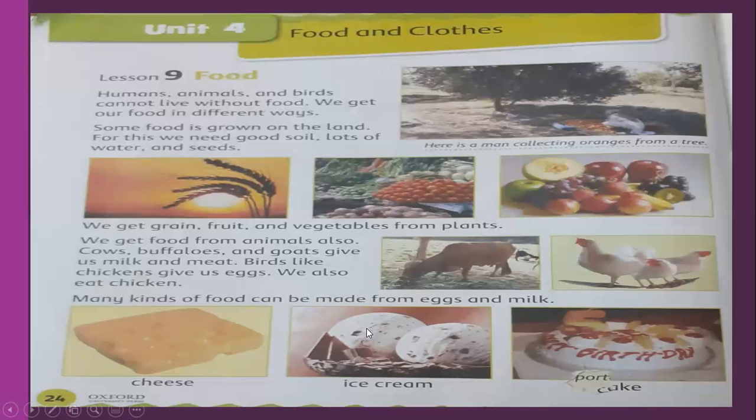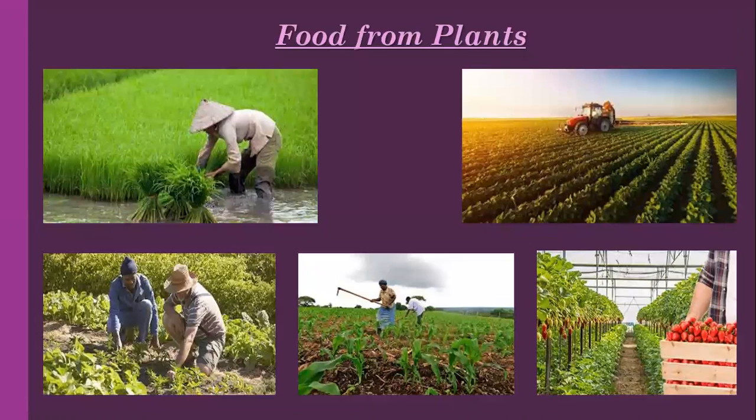Understand, children? From where we get our food? We get our food from the plants and from the animals, because everyone needs food to live, to get energy, to do work. And our food comes from plants and animals. Let's see. Look, food from plants, how plants give us different types of food.